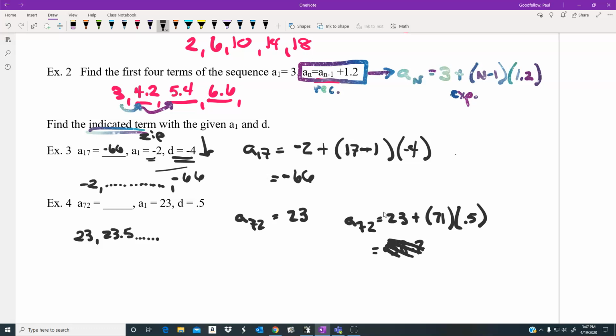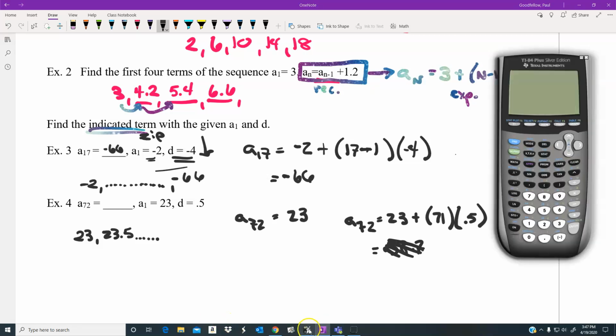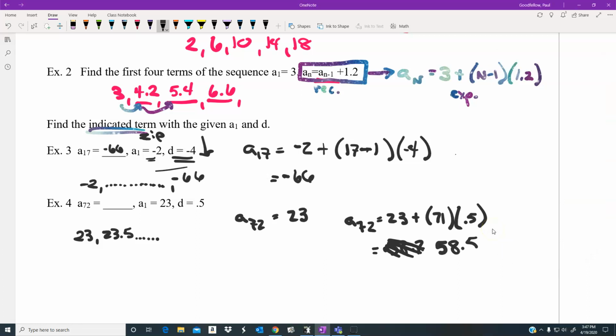It sounds like it should be 58.5. I put 7 in my notes, so let's check this on my actual calculator. 23 added to 71 times 0.5. I like to put parentheses around it. Sorry, that's what we should be getting, 58.5. I knew it should end in a 0.5. And that would be 72 terms down the actual sequence. Okay, now you get the idea.